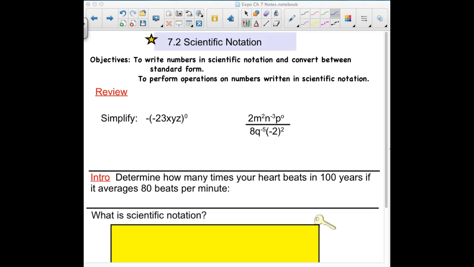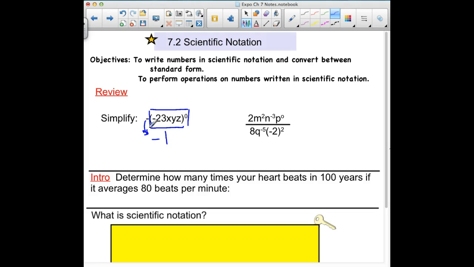All right, hopefully you noticed in the first one that all of this is being raised to the 0 power. You have a negative 23, x, y, and z. It doesn't even matter what those are. That whole quantity is being raised to the 0 power. And yesterday we learned that anything to the 0 power is a 1. The negative out front needs to be brought down, so we end up with a -1 answer.